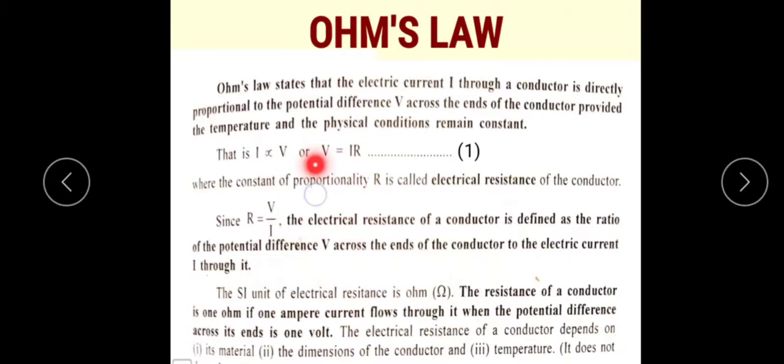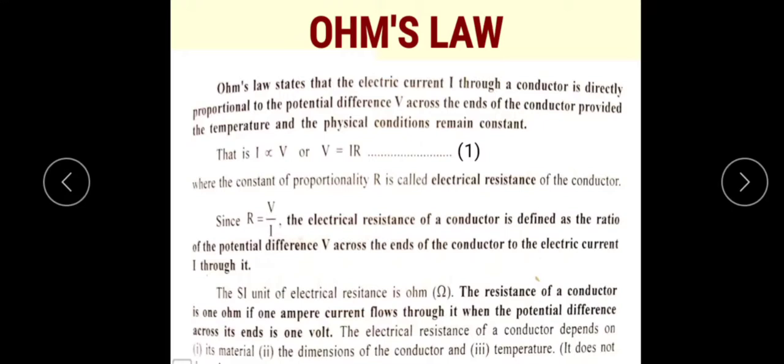Then, you can write this expression like this. See here, V is proportional to I R, where R is the proportionality constant. After removal of the proportional sign, you should write the proportionality constant. That is called electric resistance. So as per this equation 1, the resistance can be written as R is equal to V by I. So I send it to the LHS, then it becomes R is equal to V divided by I.